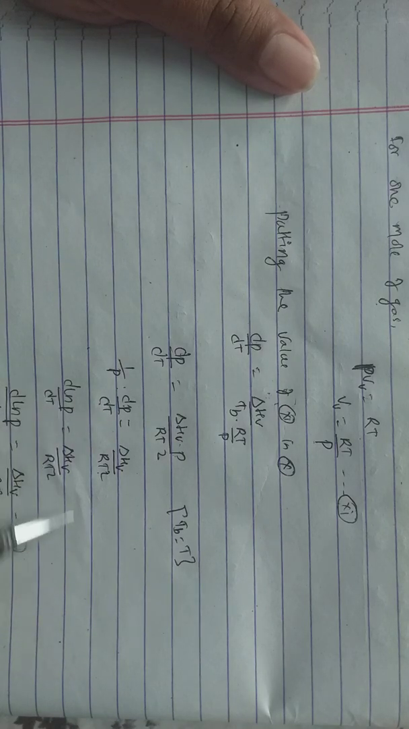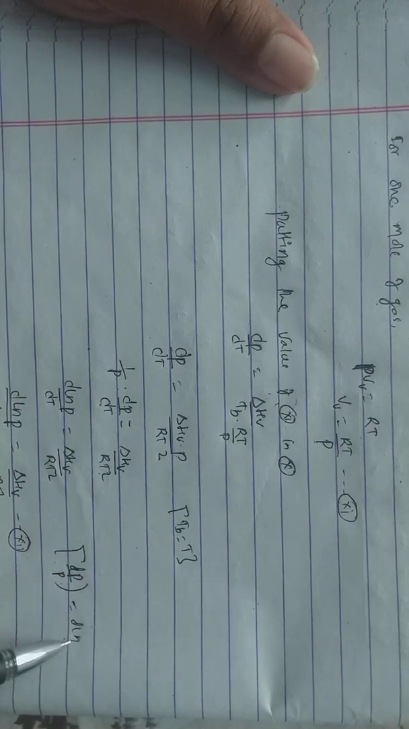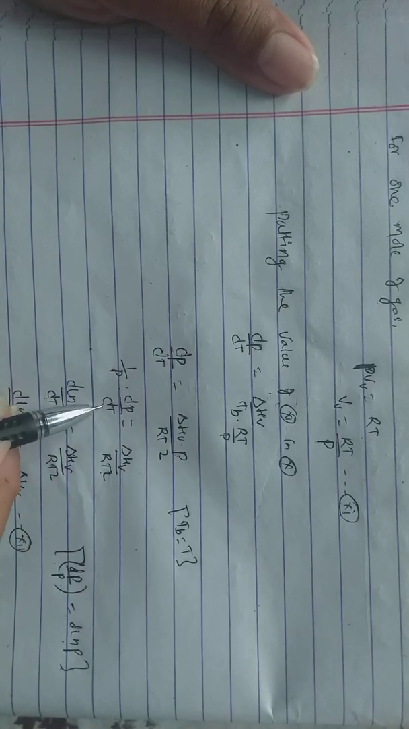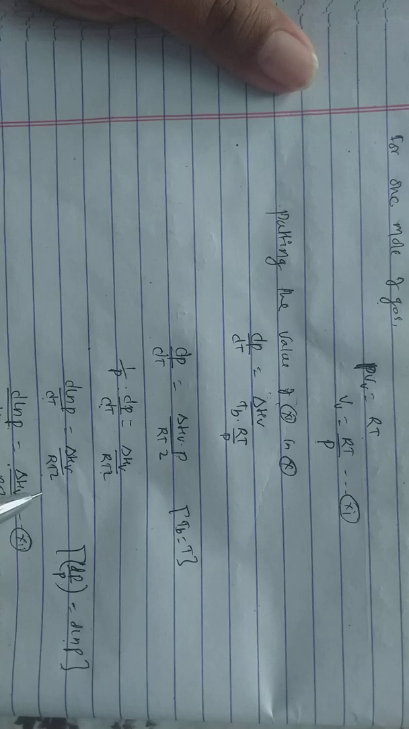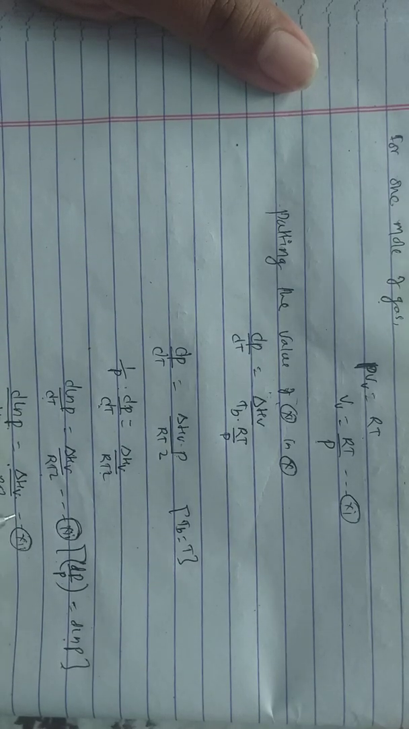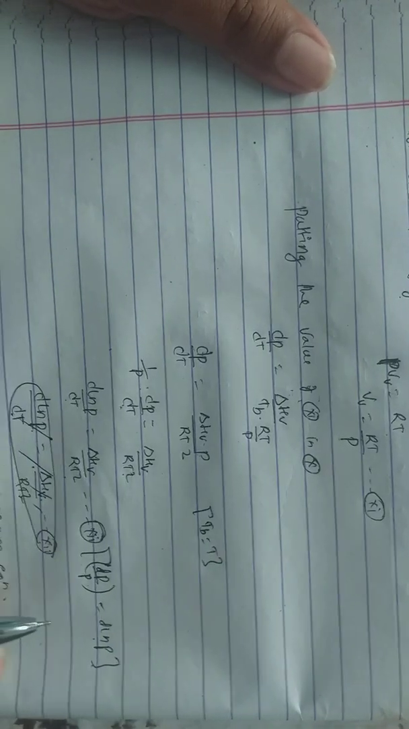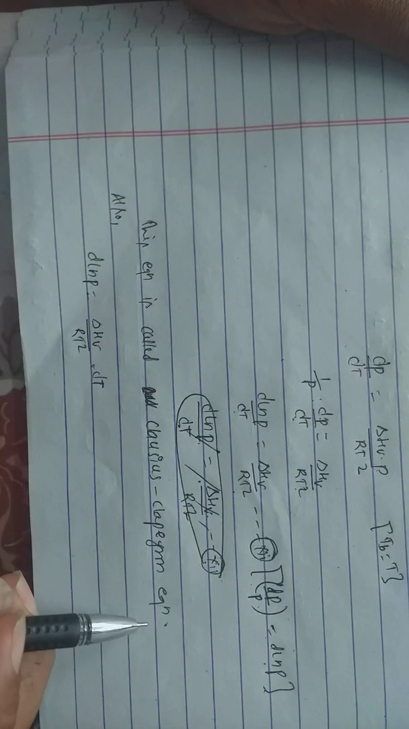What we know is that dP by P is equal to d ln P, and dT remains as it is. Then d ln P by dT is equal to ΔHv by RT squared. This is equation 12. This equation is called the Clausius-Clapeyron equation.